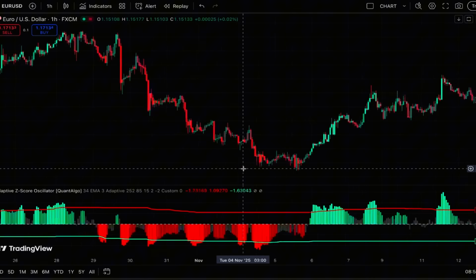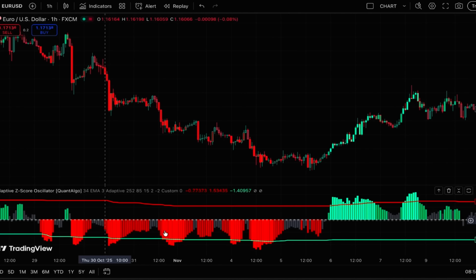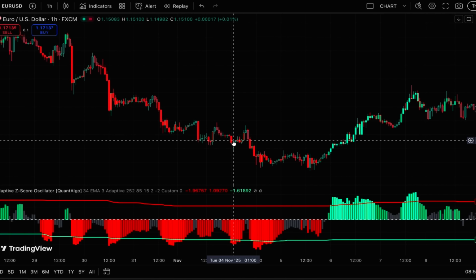You can see that the histogram also has another color, which is gray. The gray color happens when the market is flat, short-term flat, which usually happens in the pullbacks within a trend. It will not help you with trading ranges with larger swings of the price. This only shows you short-term flat market.